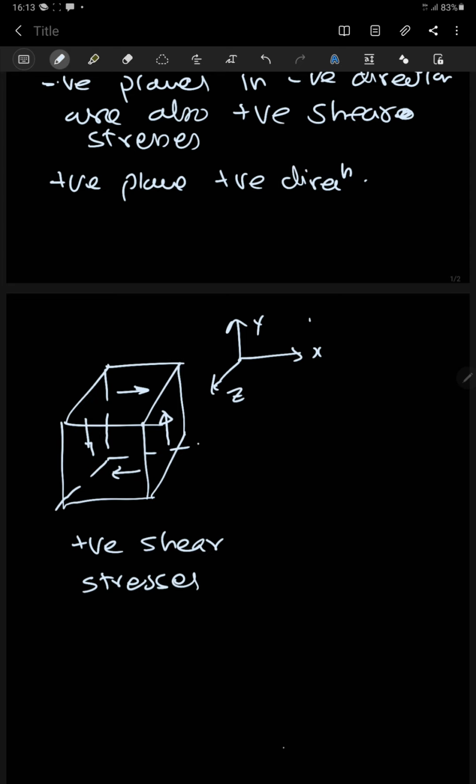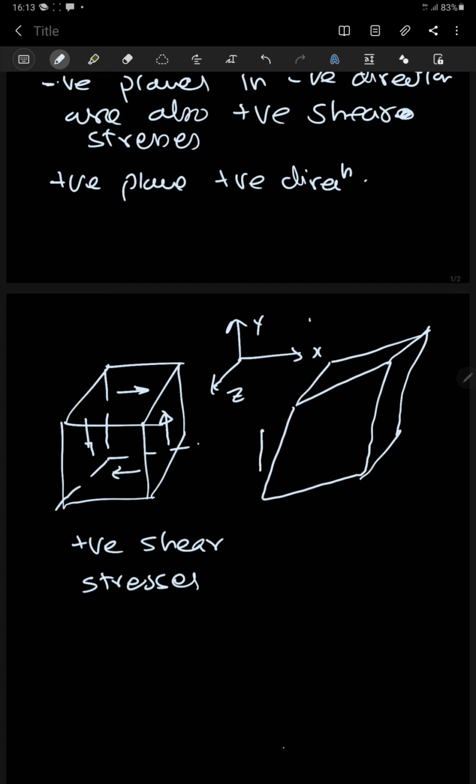So this set of four shear stresses, the entire set, is positive shear stresses. Now another effect you can see is that under the action of these shear stresses, there will be a change in the angle, of course, due to this shear stress. So the shape of your shear stress cube will become something like a rhomboid, the distorted shape.